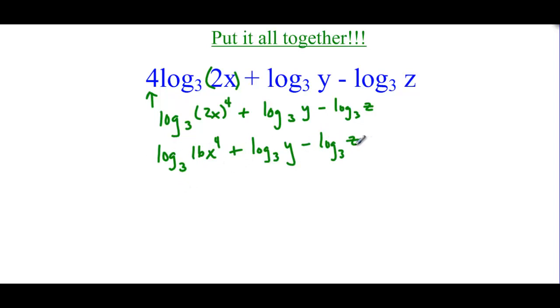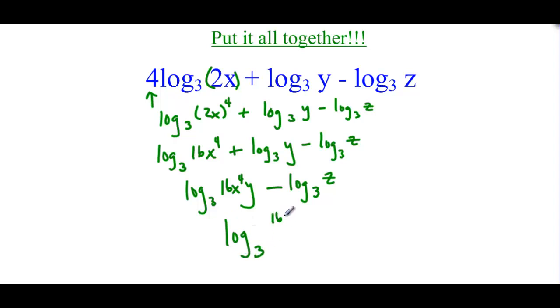Now I have just an equation with addition and subtraction. When that's all that's left, PEMDAS says we move left to right. So the first thing I see is an addition sign, which means to condense that, I'm going to multiply these together. So 16x to the 4th times y is just 16x to the 4th y. And then I'm going to rewrite what's left, minus log base 3 of z. Now I'm subtracting two logs, which means I take the first as my numerator, the second as my denominator. So I get log base 3 of 16x to the 4th y all over z. I've gotten it down to one single log, so that's when I know I'm finished.